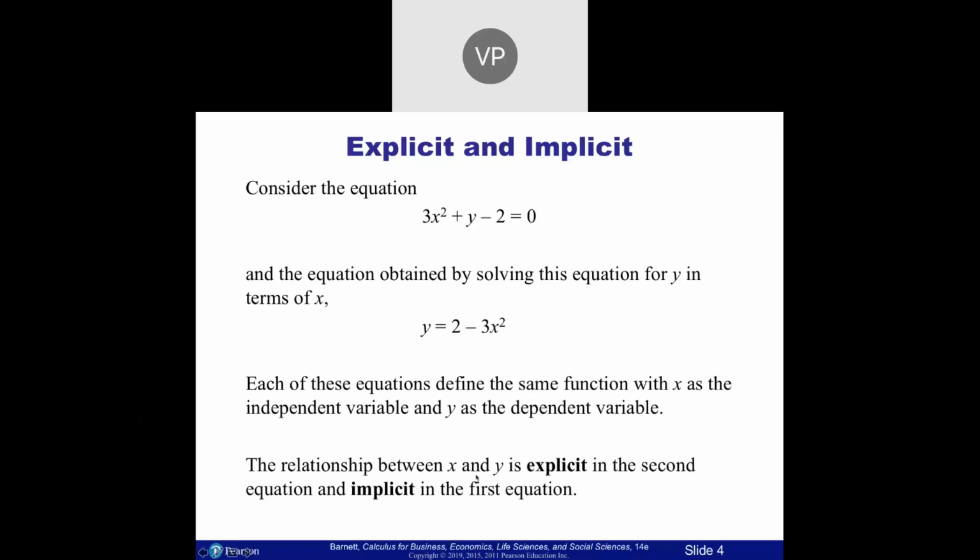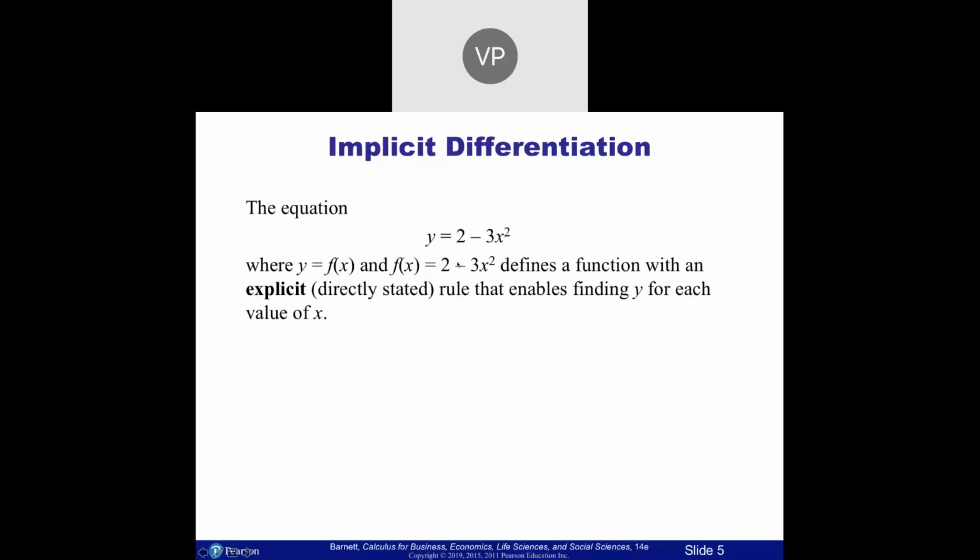Okay, but what's going to happen here is we have this explicit relationship in this equation. This is what we're used to, where it's simply y equals something. Implicit is the first one where it's not exactly the y by itself. And that's the kind of stuff we're going to be taking the derivatives of today.